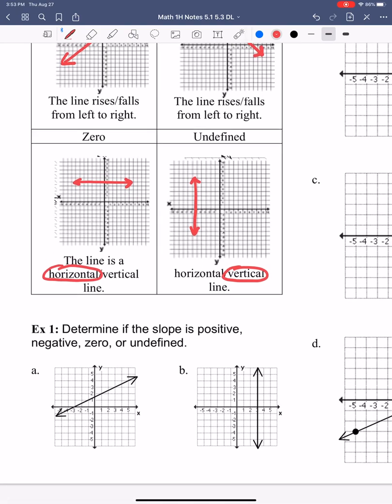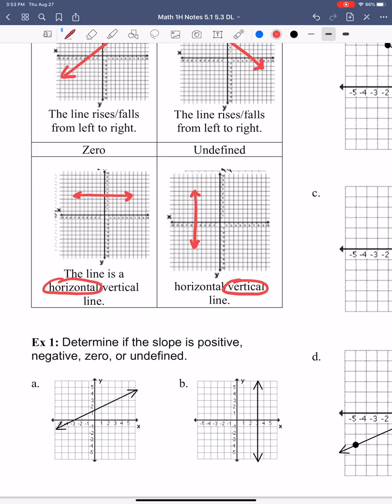So it says determine if the slope is positive, negative, zero, or undefined. Okay, well this one's rising from left to right, right? It's going upwards from left to right. So this is going to be a positive slope. And then we go to the next one here, which is letter B. We can see this is a vertical line, so this is going to be an undefined slope. We'll keep moving here.